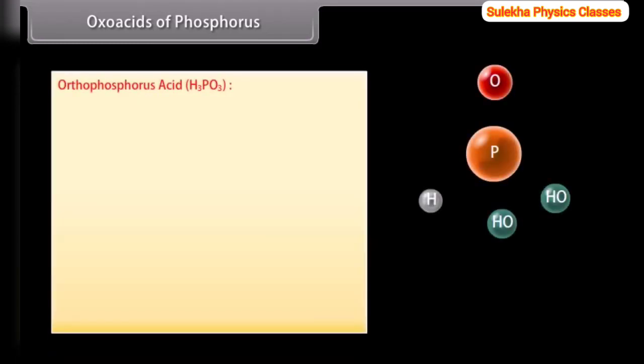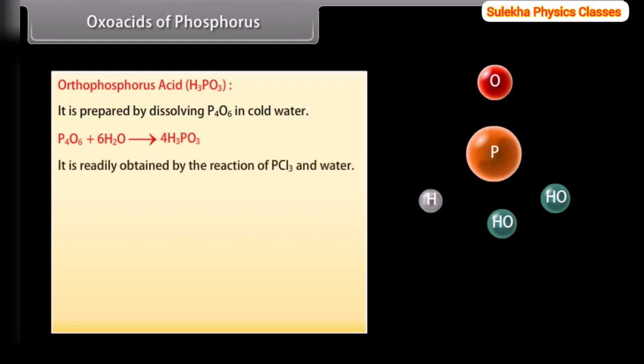Oxoacids of phosphorus. Phosphorus forms a number of oxoacids. The important oxoacids of phosphorus are the following. Orthophosphorus acid. It is prepared by dissolving P4O6 in cold water. It is also readily obtained by the reaction of PCl3 and water.